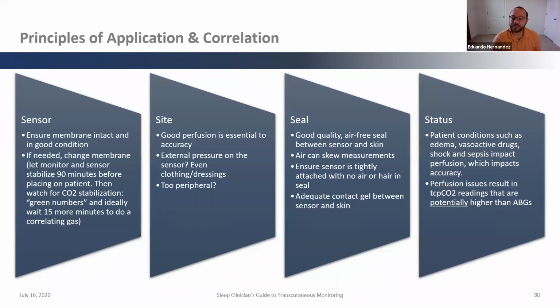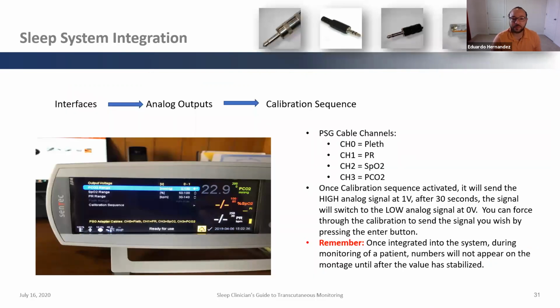After you assure that there's a good seal, you want to check the status. You want to keep in mind, does your patient have anything that could be causing any types of VQ mismatches, as we had discussed earlier? If there's any perfusion issues that could potentially give you higher readings in the transcutaneous monitors than the actual ABGs themselves. This is important for the sleep, kind of how we integrate what's on the monitor to our sleep study itself.